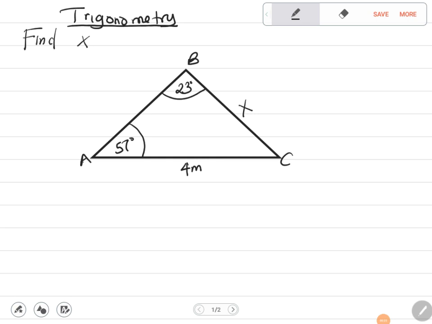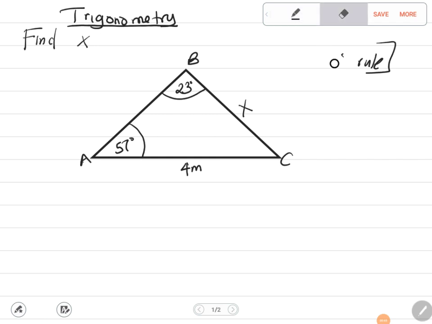Look at how many angles have been given and how many sides have been given. They've given you 2 angles and 1 side. When you are given 2 angles and 1 side, you should always think of the sine rule. Are we together? Always think of the sine rule.